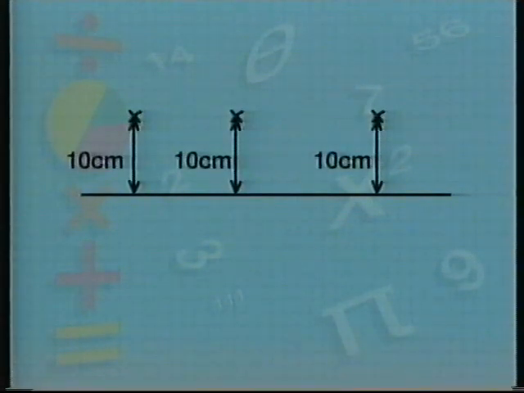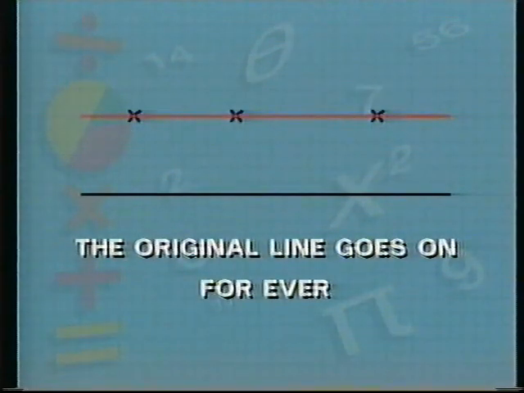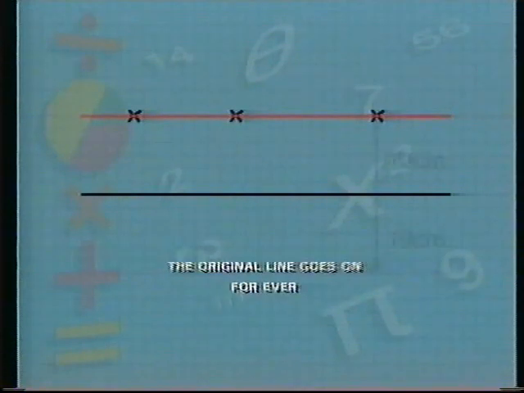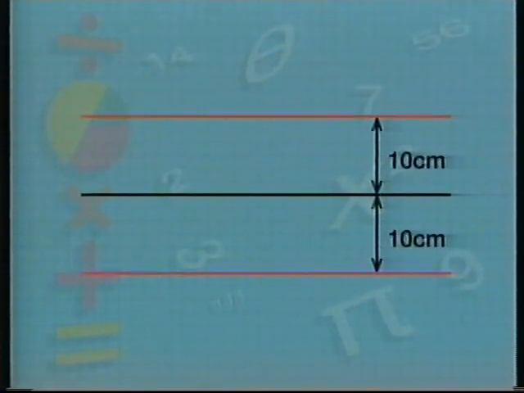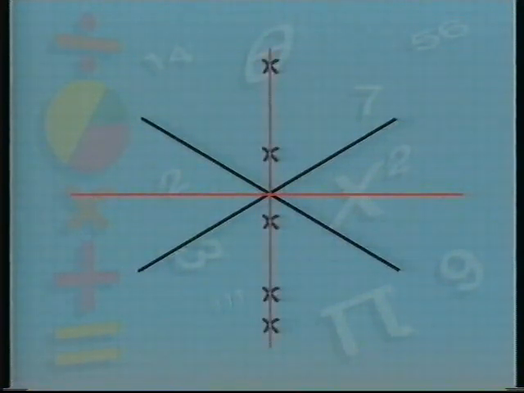The locus of points 10 centimetres from a line gives another line. And don't forget that there are 2 of them, one above and one below it. If the rule is that the points must be equidistant from 2 intersecting lines, then there are 2 loci, one here and one here. Try this.